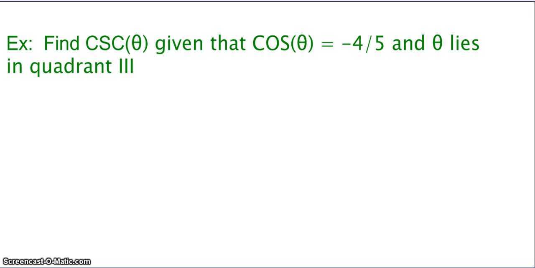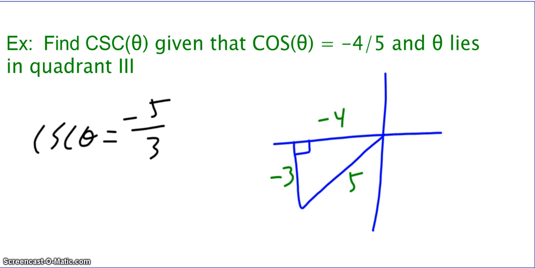Okay, just a couple more examples. Here, find cosecant of theta given that the cosine of theta is -4/5 and theta lies in quadrant 3. So pause the video and unpause when you're ready. So here we should end up with the cosecant of theta is -5/3. If I know cosine is -4/5 and I'm in quadrant 3, my triangle is going to look something like this. This side is negative 4, this is positive 5, this has to be negative 3. I know cosecant's negative 5/3.